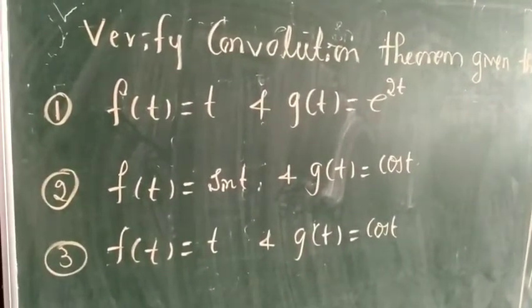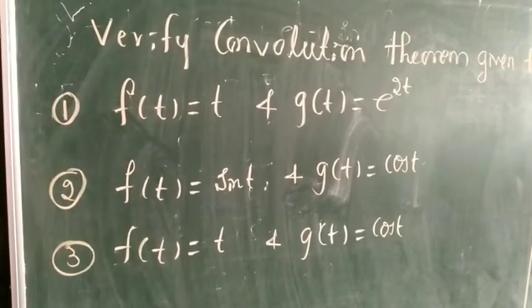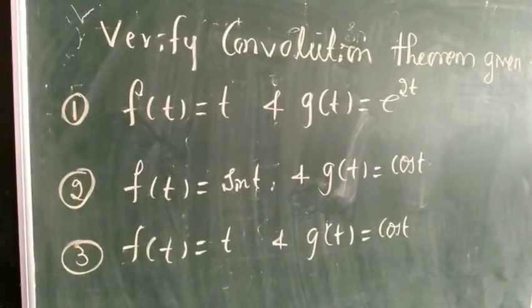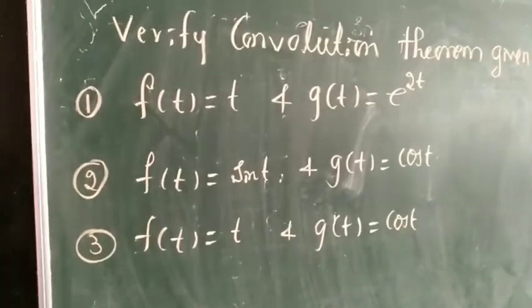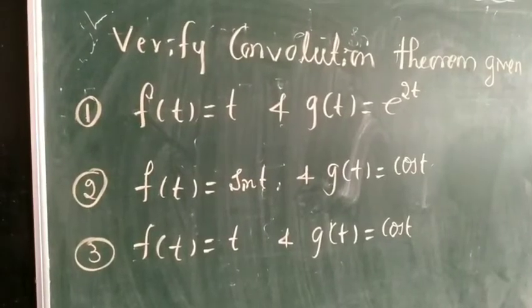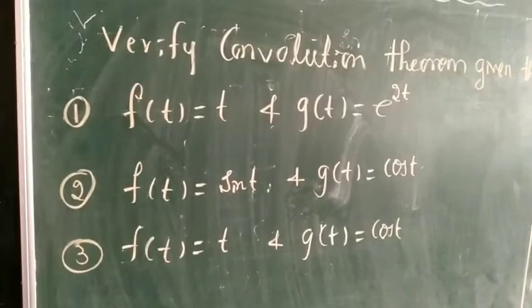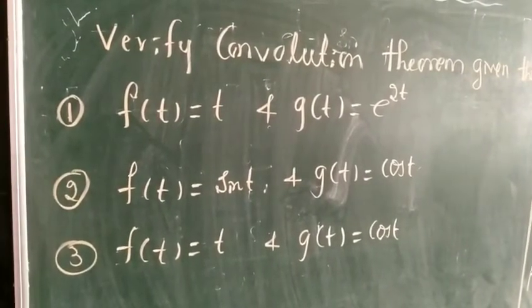Students, you can try these examples and solve yourself, verify the convolution theorem. Given that the first example f of t is equal to t and g of t equal to e raised to 2t. Second example f of t equal to sin t, g of t equal to cos t. And the third example f of t is equal to t and g of t is equal to cos t.